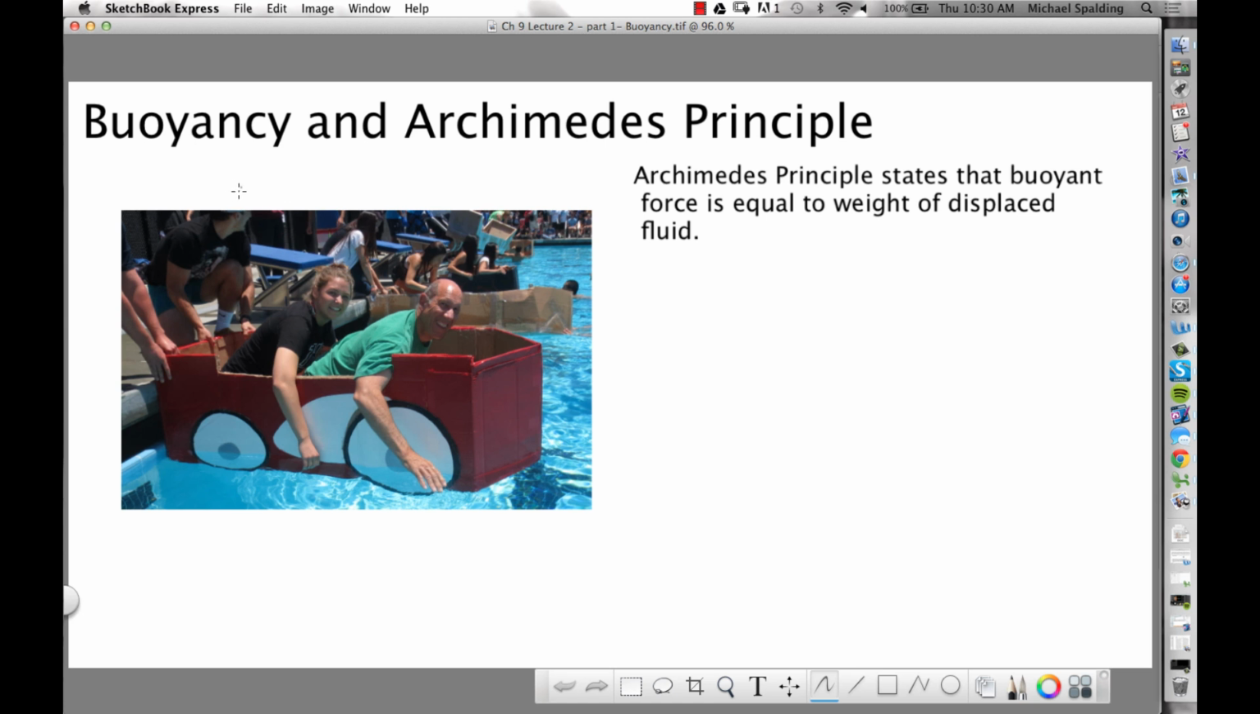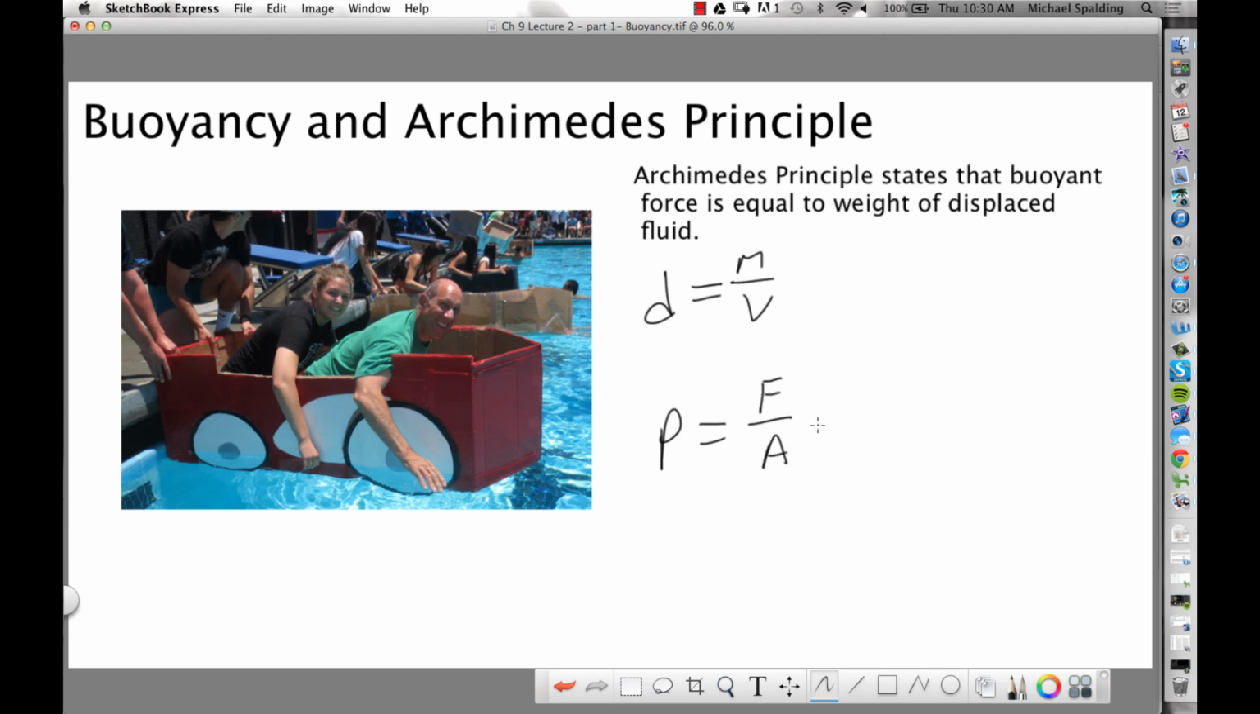So dudes, yesterday, I know some of you guys were gone. Yesterday we talked about two super important things. Density, what's the definition of density? Mass over volume. We talked about pressure. The definition of pressure is force over area.